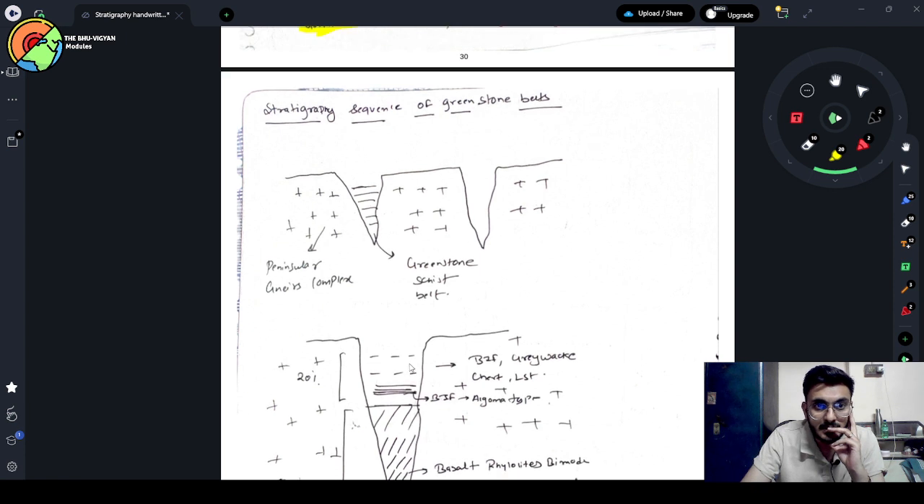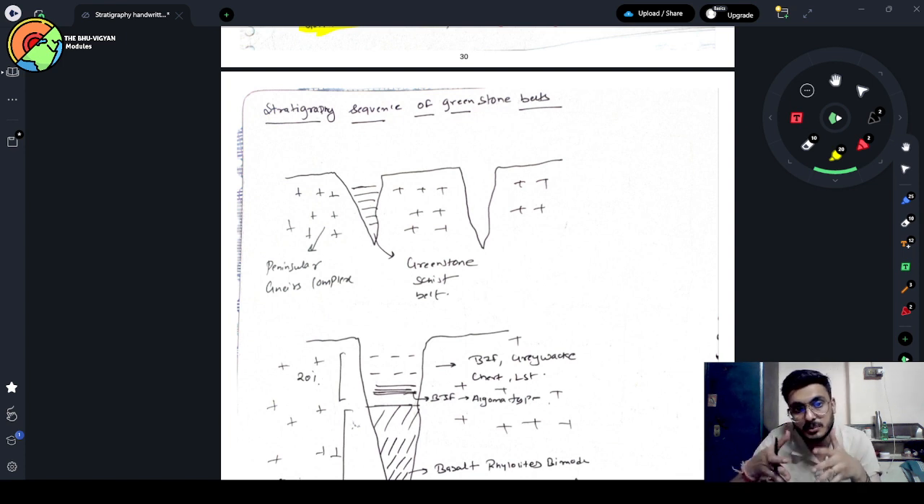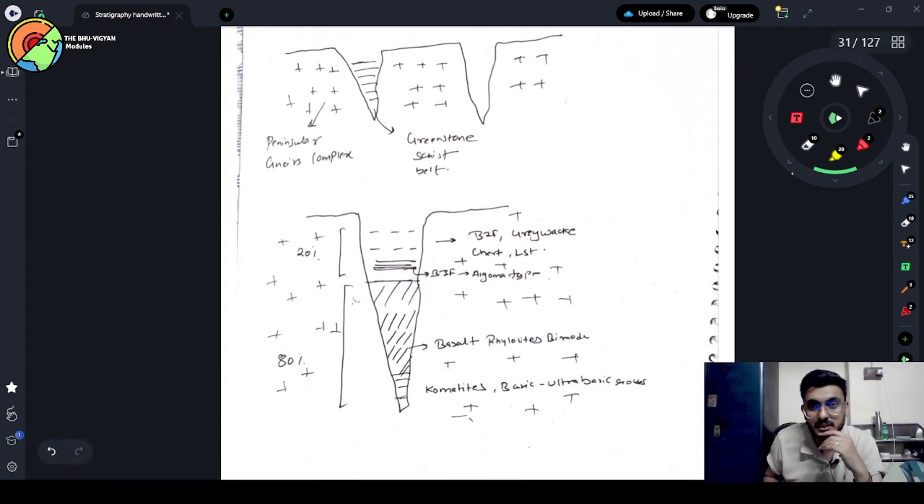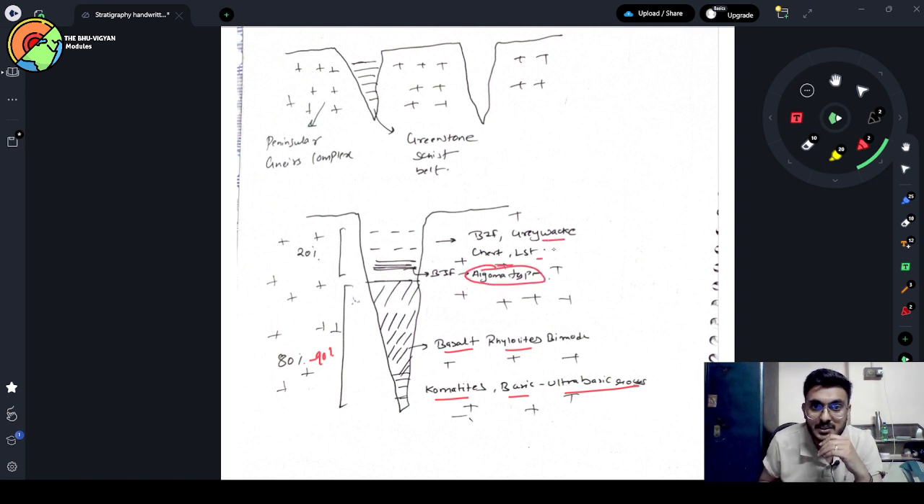Now if you see the stratigraphic sequence of this greenstone belt which is present here, here is this peninsular gneiss complex, and along this schist belt you will see the greenstone. Now if you see how the layers have been formed in the Sargur group of rocks, we will see here 80 to 90% is occupied by komatiites, basic, ultrabasic rock, plus basalt, rhyolite, and above that we will see the BIF, which is of Algoma type, and BIF plus greywacke, chert, and limestone also occur, which is around 10 to 20%.